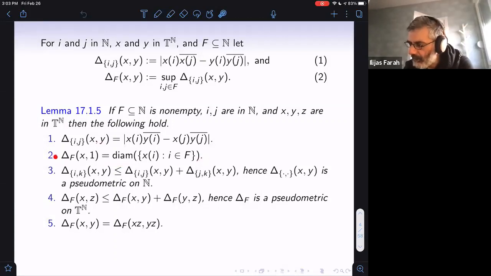This one is quite important. Number two, delta F of x and 1, where by 1 I just mean the constantly one sequence, is equal to the diameter of the image of F under x. Okay, this one says it's a pseudometric, and this one says it's a pseudometric in a different way. It's translation invariant. Now, if you looked in the textbook, you probably noticed that lemma 1715 has a sixth entry that I just ignored because I didn't need it back then, but you'll need it right now.